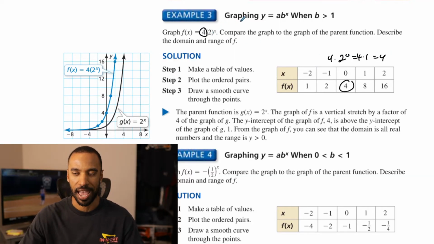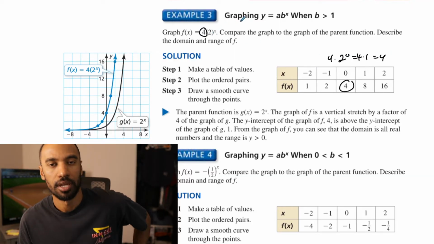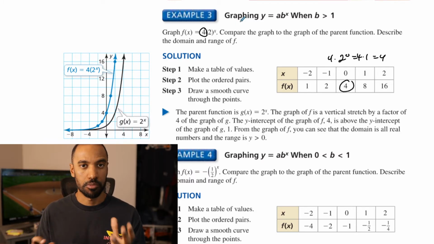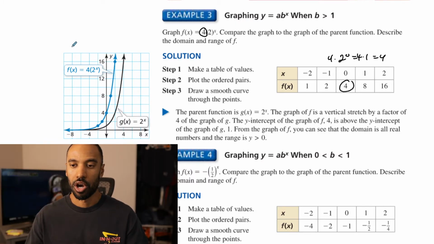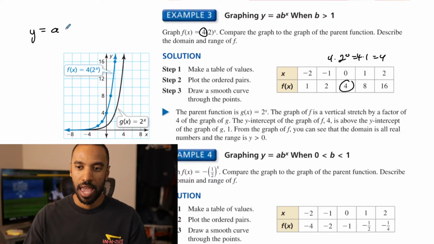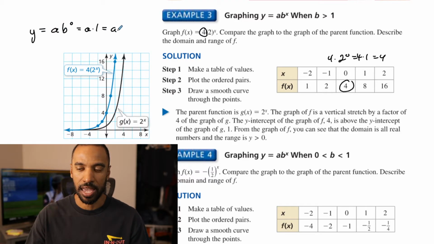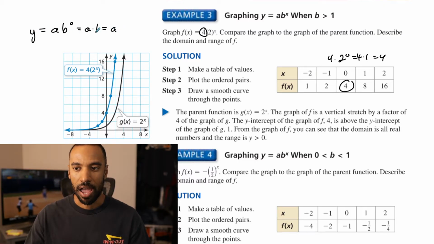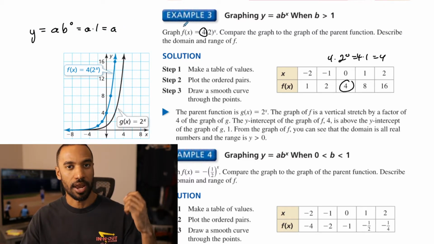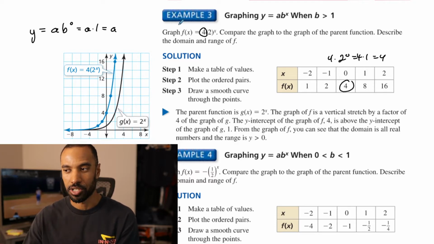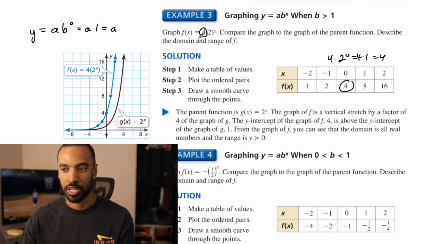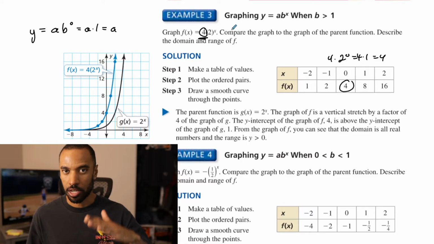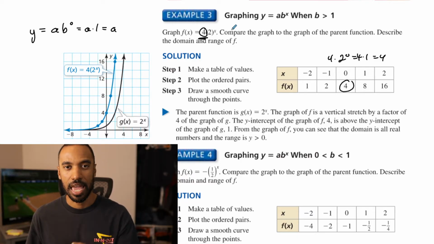What happens when x is 0 on these problems? b to the 0 becomes 1. So what does a times b to the 0 become? a times 1, which is a. What's the point of that? Your y value is a when x equals 0. Your x equals 0 value is your y-intercept. 4 is our y-intercept. This a value on non-translated functions, the a value is your y-intercept.